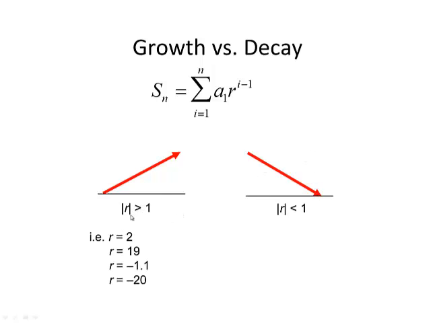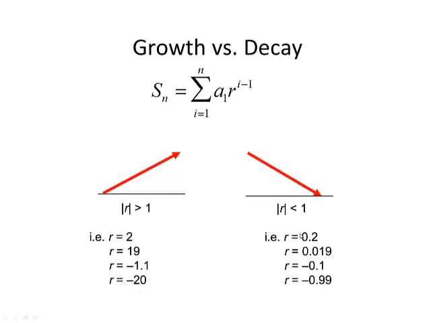Some examples for r would be 2, 19, negative 1.1, because we take the absolute value of these numbers. And as long as the absolute value of these numbers is greater than 1, like negative 20, even though negative 20 is smaller than 1, we take the absolute value, so it's going to be greater than 1. These don't work.